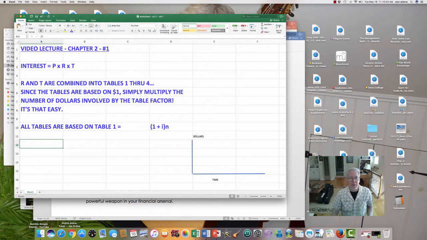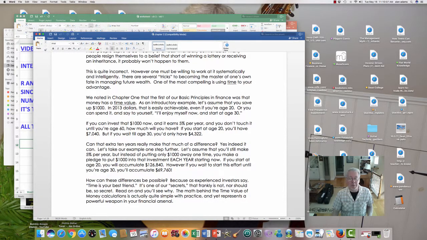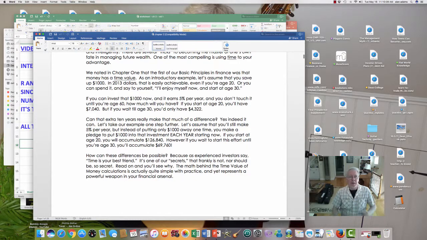Okay, so here's what happens. Let's go back to my book for a moment. Now, I want to drive home this point by telling you this. If you invest $1,000 at age 20 and want to know how much it's worth when you're 60, that's 40 years obviously, and it makes 5% per year, then you are going to have $7,000 when you're 60.